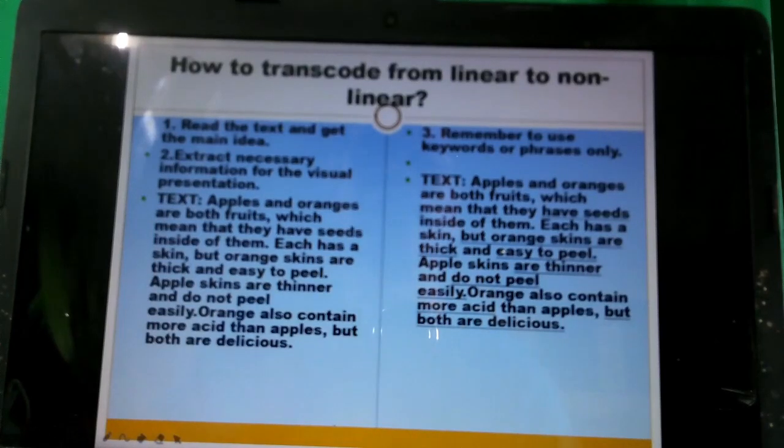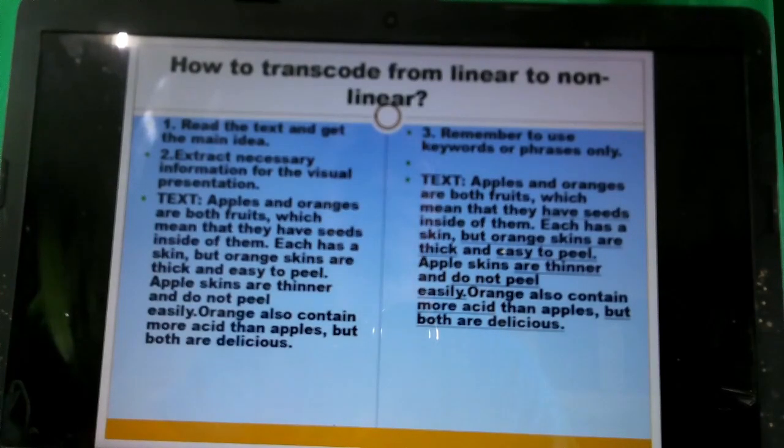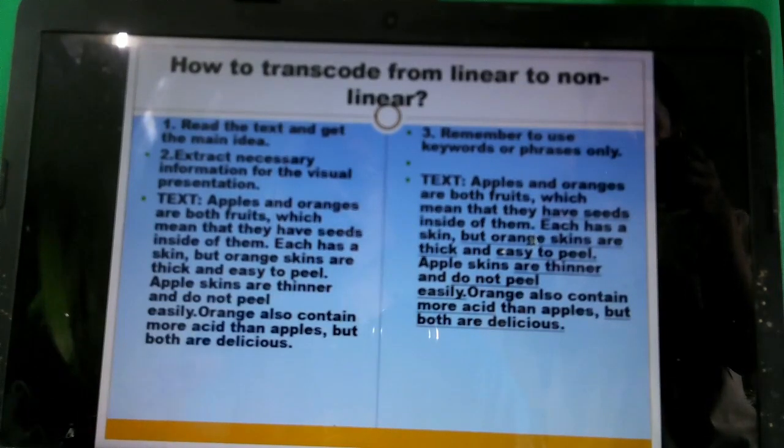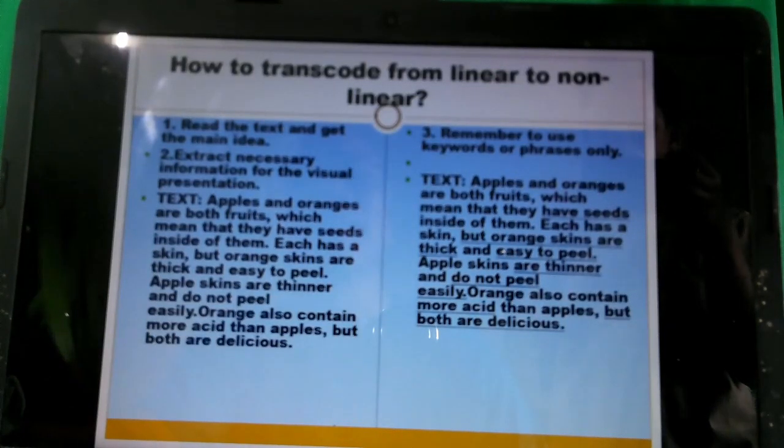In number three, let's say, remember to use keywords or phrases only. The text is, apples and oranges are both fruits, which means that they have seeds inside of them. Each has a skin, but orange skins are thick and easy to peel. Apple skins are thinner and do not peel easily. Oranges also contain more acid than apples, but both are delicious. So you see, there is the way to transcode from linear to non-linear text.